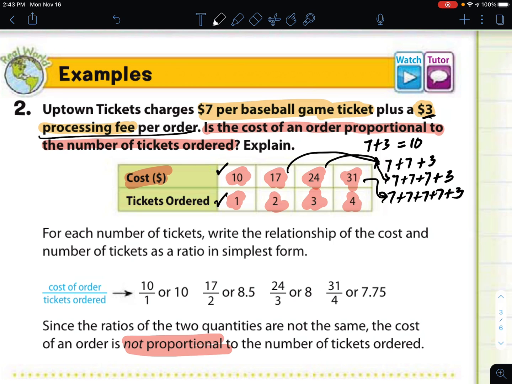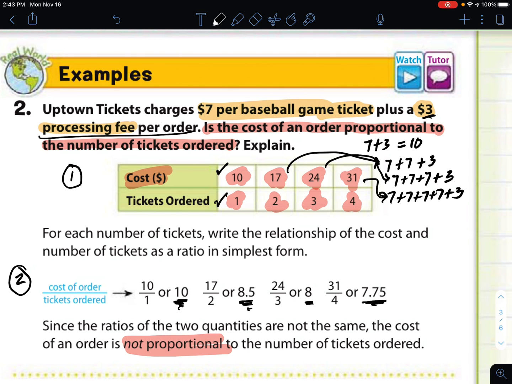So again, look at the steps that we did here. We first created a table. And then the second step is we simplified all the ratios on that table. And if we find that the simplest form, the ratio, is not constant, or you don't have a unit rate, that means it is not proportional. If they are constant or you have a unit rate, then it is considered to be proportional. But in this case, it is not proportional.